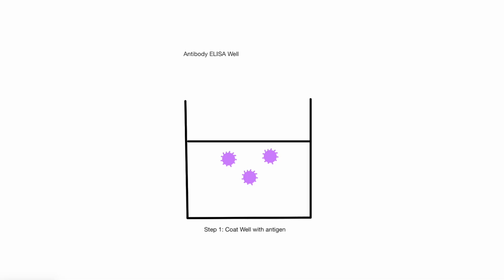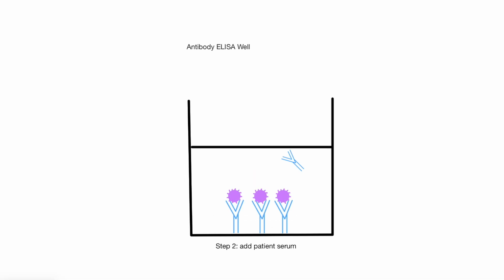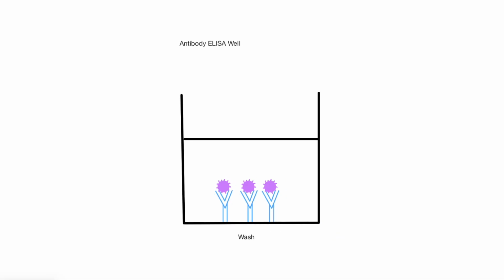Step 1 is to coat the well with purified viral antigen. Here we're using the SARS-CoV-2 spike glycoprotein that was produced in a lab. The antigen binds to the well surface and a wash step removes any unbound material. Step 2 is to add the patient serum. If the person has been infected, their serum will contain antibodies that recognize and bind to the spike protein. Antibodies from uninfected individuals won't bind and will be removed during the wash step.